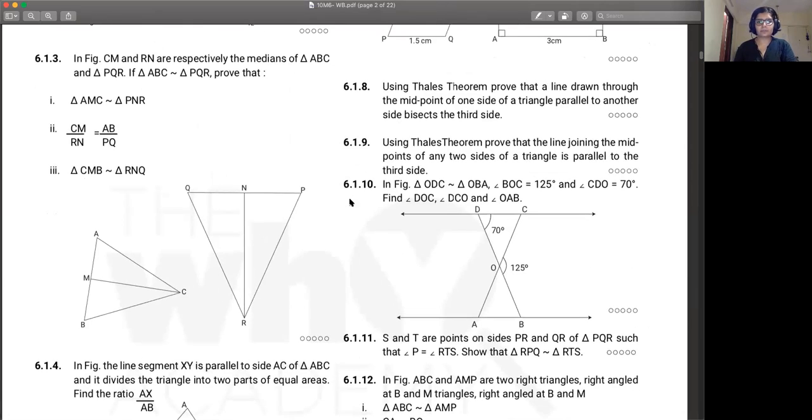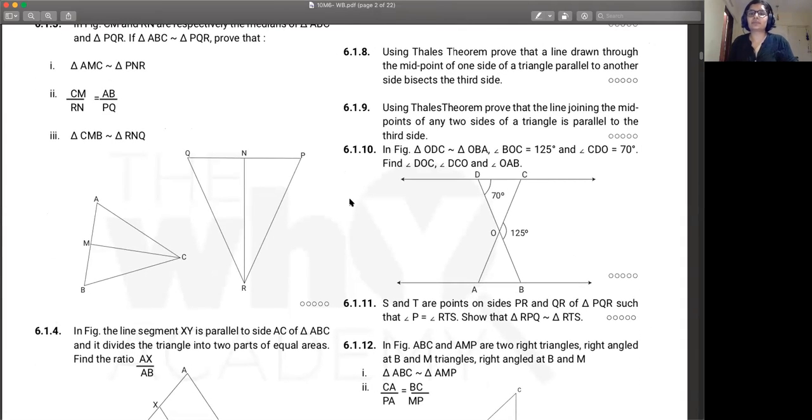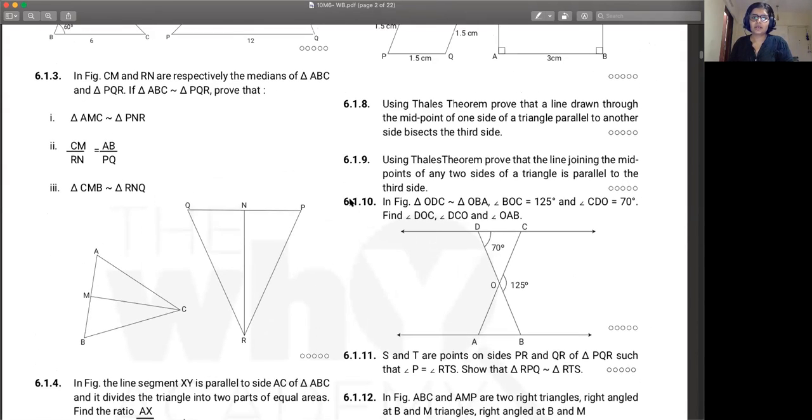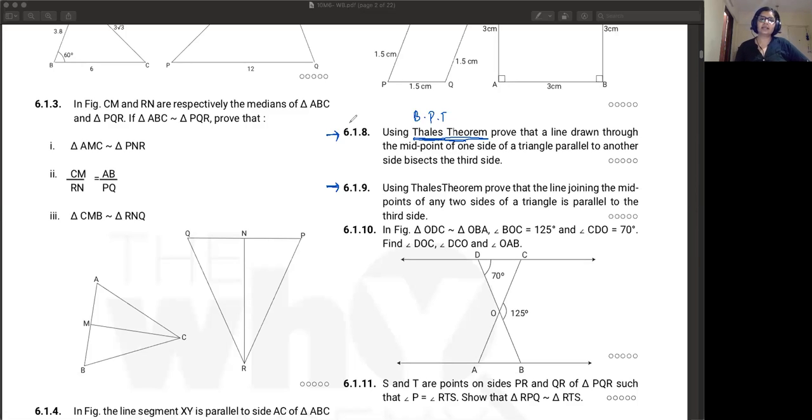So let's do some of these NCERT problems first, and then next class we can continue the MCQs and exemplar problems. If you look at 6.1.8 and 6.1.9, these should be very similar for you guys. This is basically asking you to prove the midpoint theorem using Thales theorem. Thales theorem is the same as basic proportionality theorem. It just has a different name, that's it. Don't get confused. So we'll just solve this one problem, 6.1.8, and then I'll end the class.